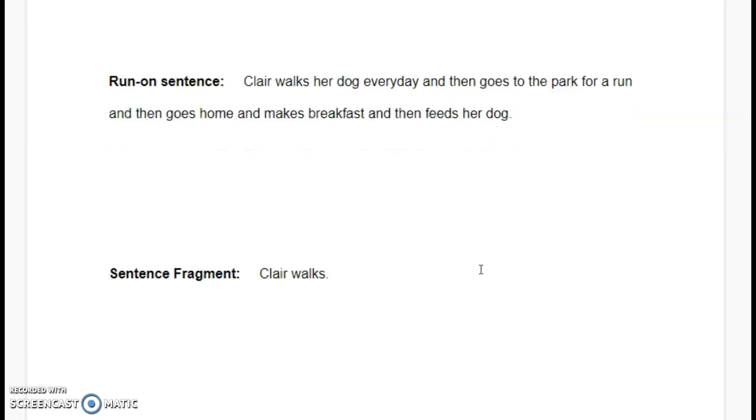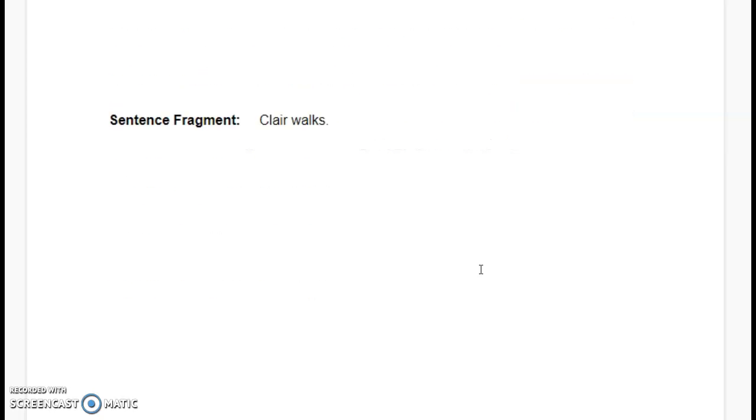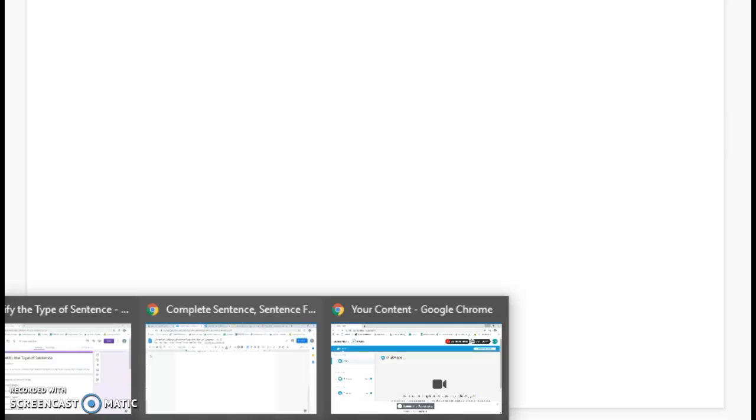Goes on and on. And then the last type of sentence we're going to look at is a sentence fragment. Okay, and it is missing information. It's usually pieces of a sentence. So this sentence fragment says Claire walks. Well, it's missing some information. I have the subject, the who or the what, Claire, and then the verb, what did she do? She walks. Okay, but who is she walking or where is she walking? So there's some missing information there. That's a sentence fragment.